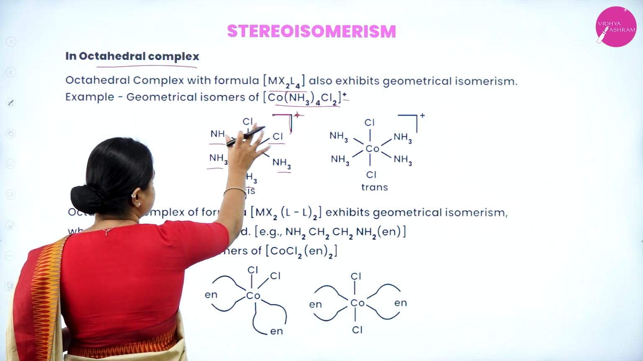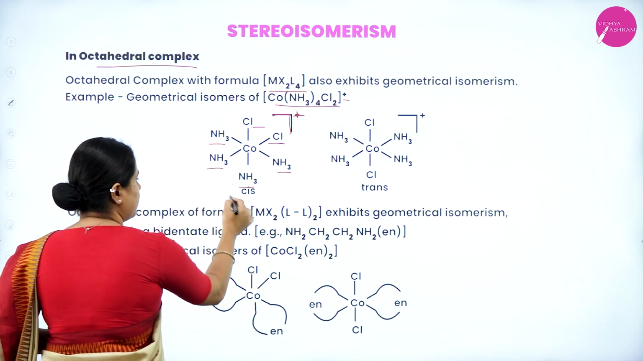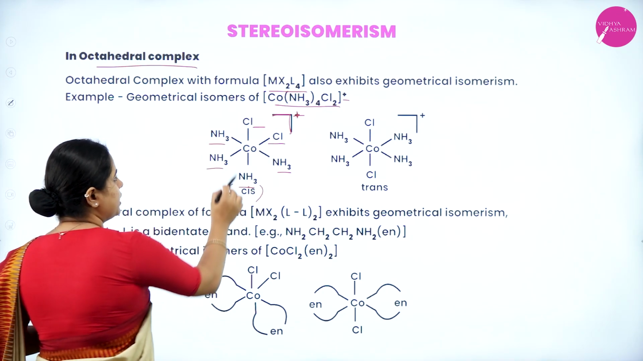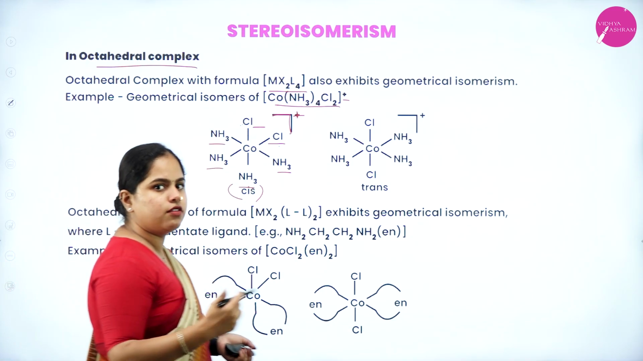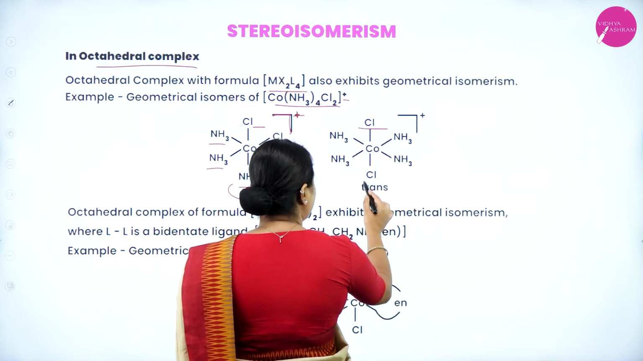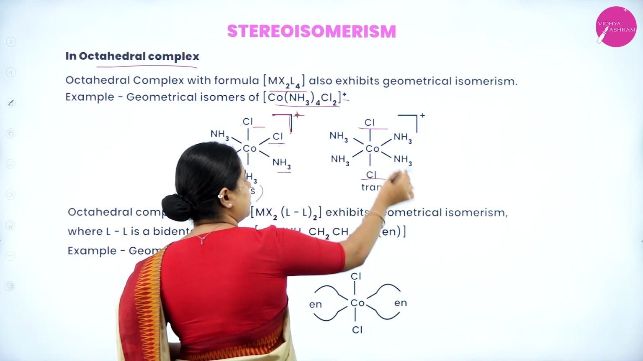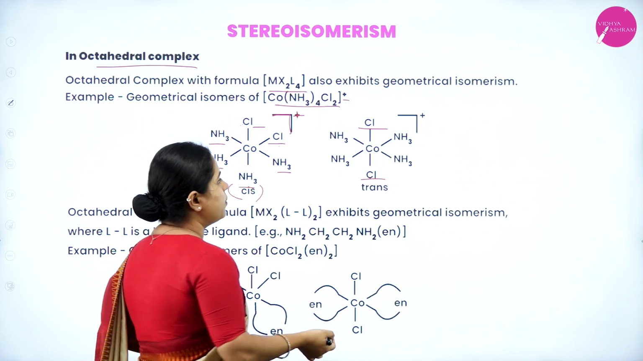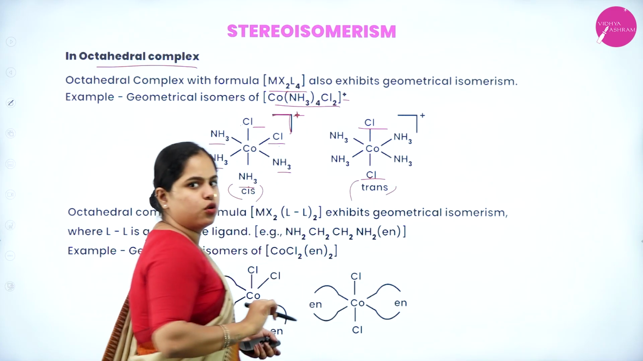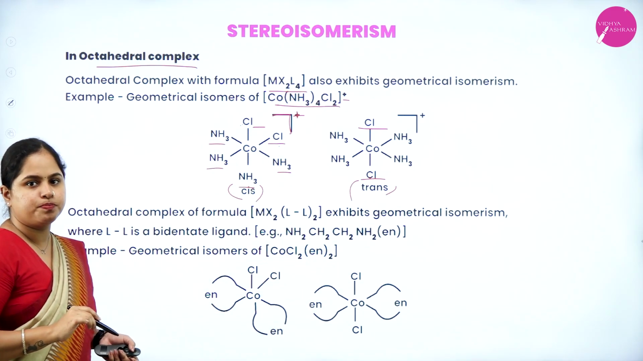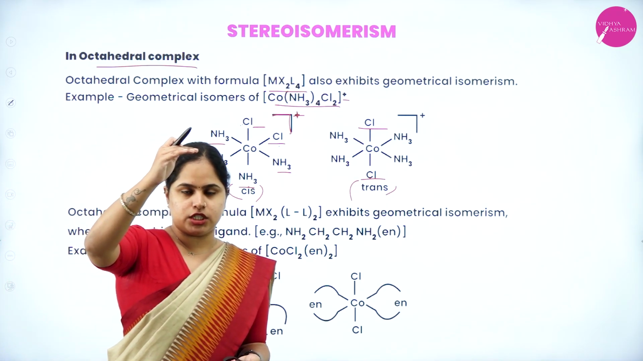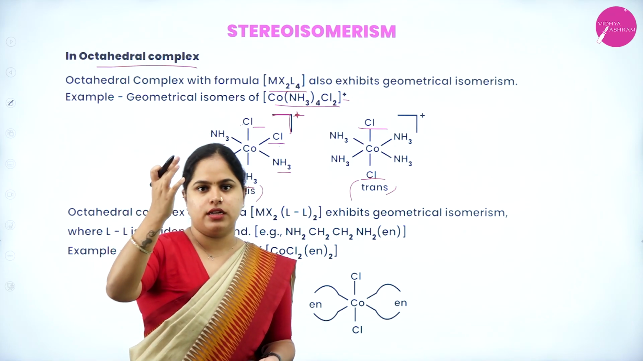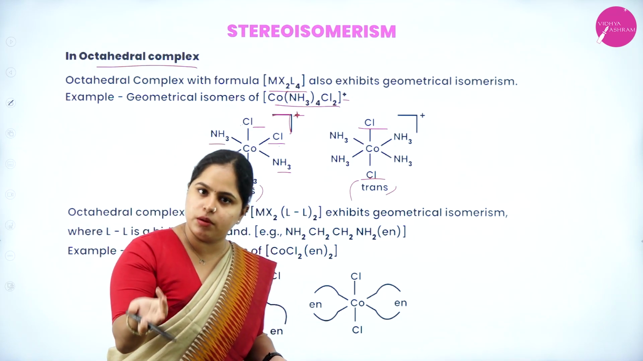If both come close to each other, that will be your cis isomer. Now if you place both the chlorido opposite to each other on opposite sides, that will become trans. See, one chlorido is here, another chlorido is here. All amines will be adjacent to each other, right? So this will give you the trans isomer. This is the MX2L4 type. I hope it is clear. If both the X come on opposite sides, that will be trans. If they come adjacent to each other, that will be cis, right?